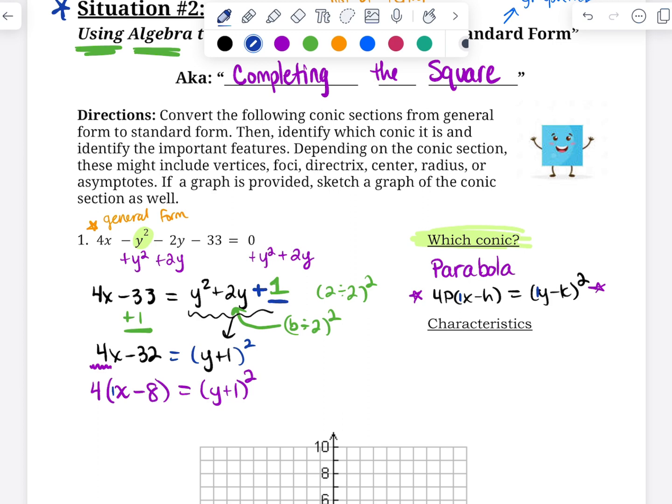Now, this video that I'm going to make today is just going to focus on the completing the square part.